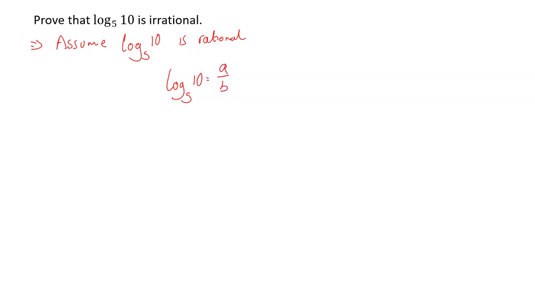Now, if I start using laws of logarithms in order to manipulate this, I can take the base across and rewrite that as 10 is equal to 5 to the power of a over b. So I can start by manipulating it in that manner there. What I'm then going to do is raise both sides to the power of b to get rid of the fractional power there. So I can say fine, that means 10 to the power of b is equal to 5 to the power of a.